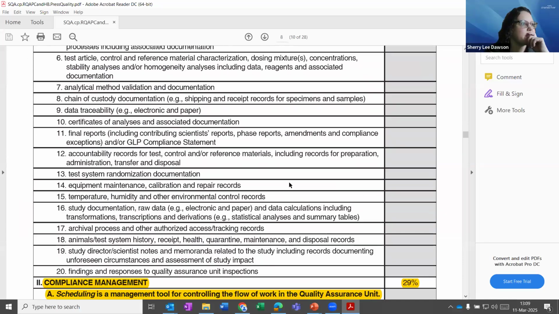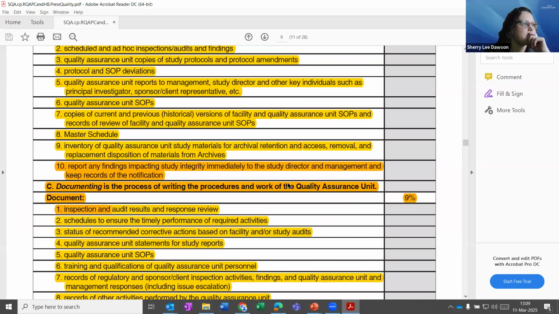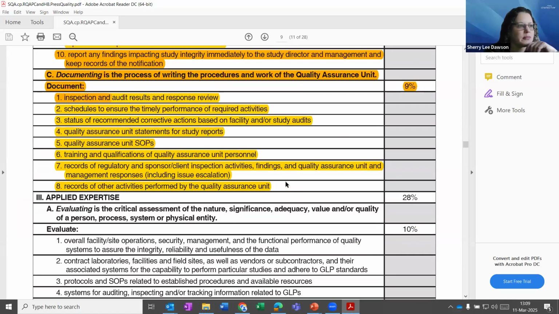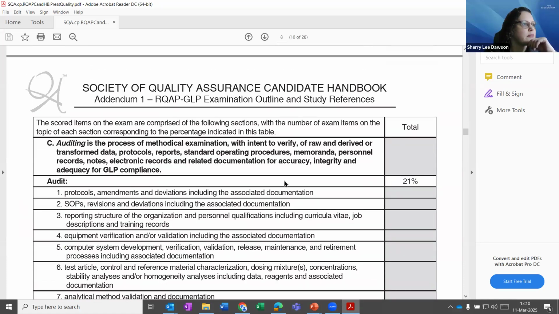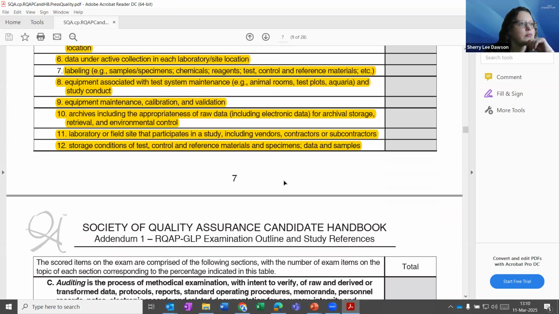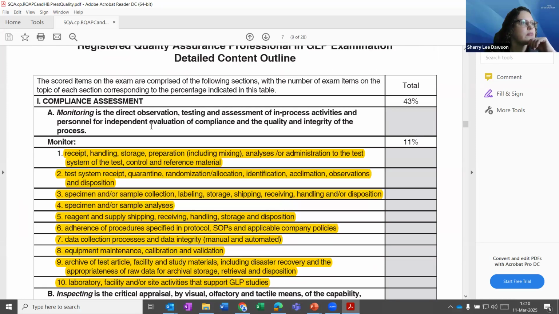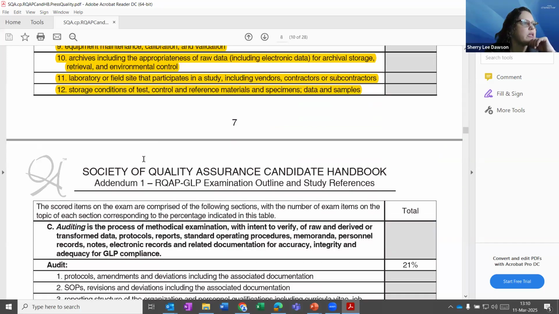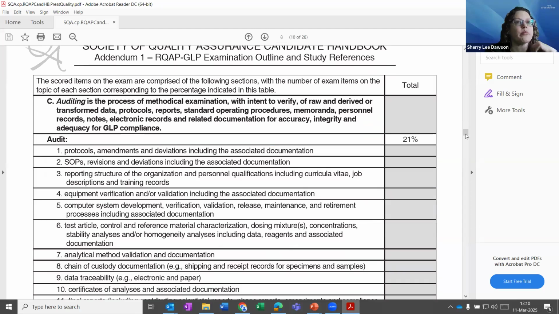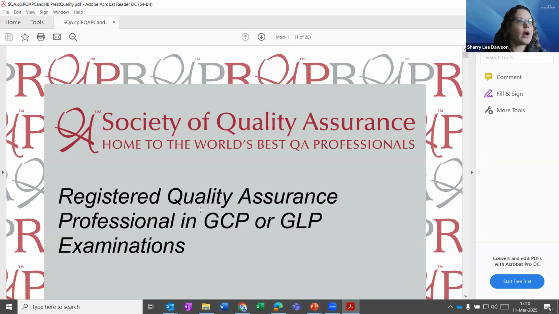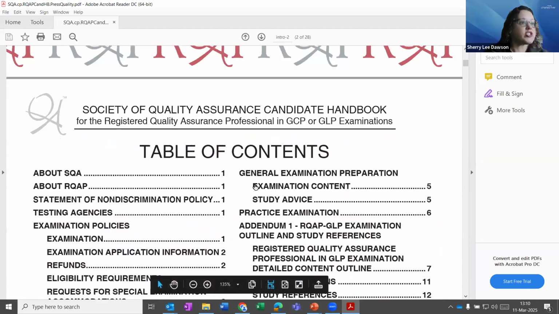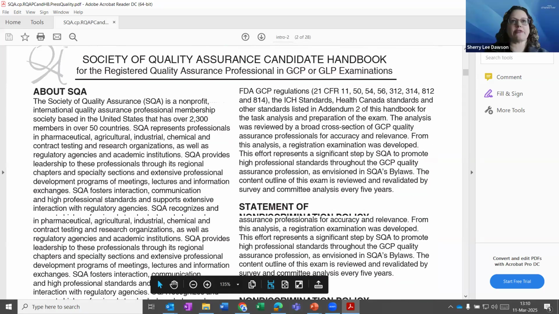Okay, so it is in compliance management. Compliance assessment, auditing, and what to audit would be section C, which is worth 21% of the exam questions. And this is the candidate handbook that I was referring to that is available from the SQA website that gives you all the logistic information and all that fun stuff. Okay, all right.